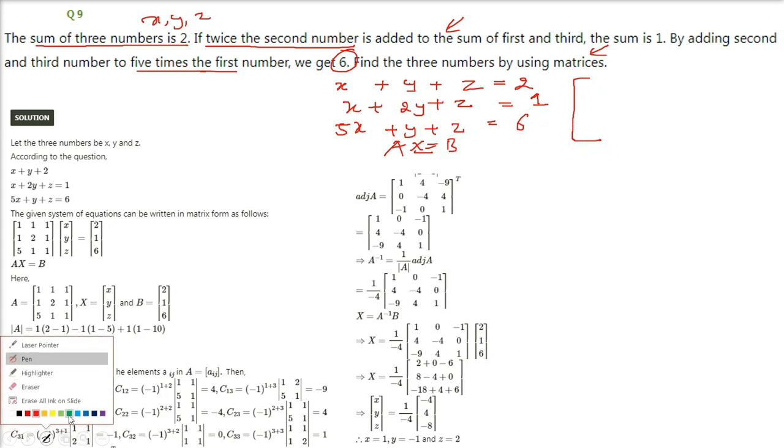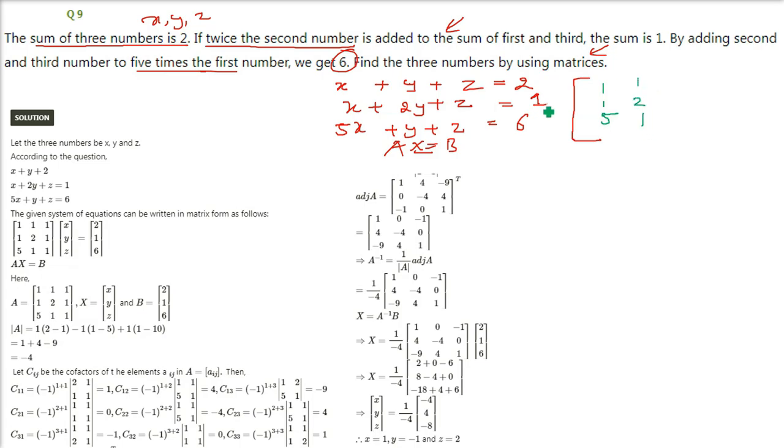So I am going to write the A matrix which you have to use. It is going to be 1 1 5, then 1 2 1, that is the coefficient of y, and the coefficient of z is 1 1 1. This is your A matrix. Then x y z, this is your X matrix. Then we have 2 1 6, that is going to be your third matrix, which is B. So let us solve it.